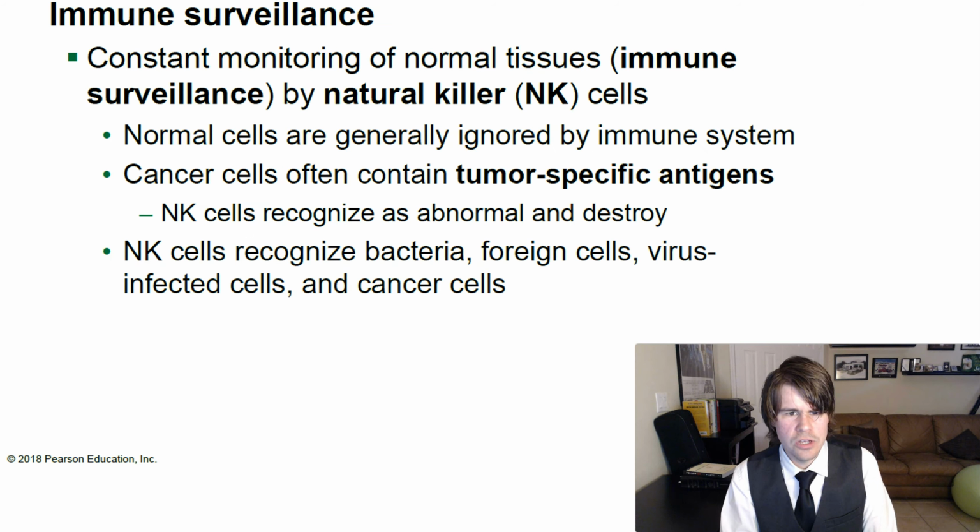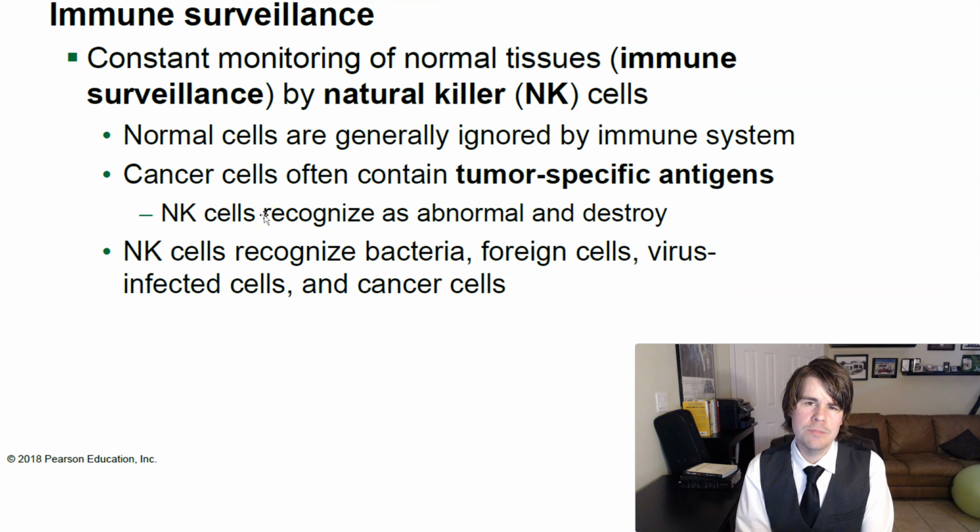So the immune surveillance is the constant monitoring of normal tissues. This happens by natural killer cells. So normal cells are generally ignored by the immune system.